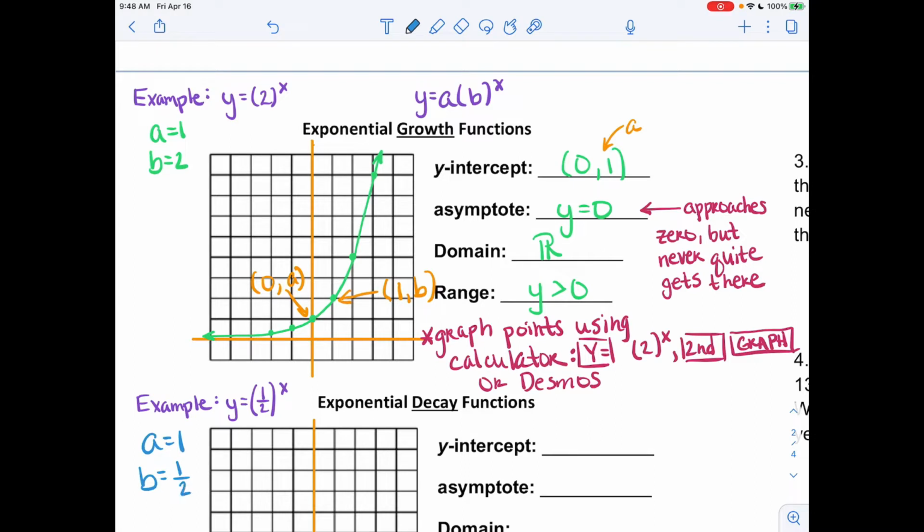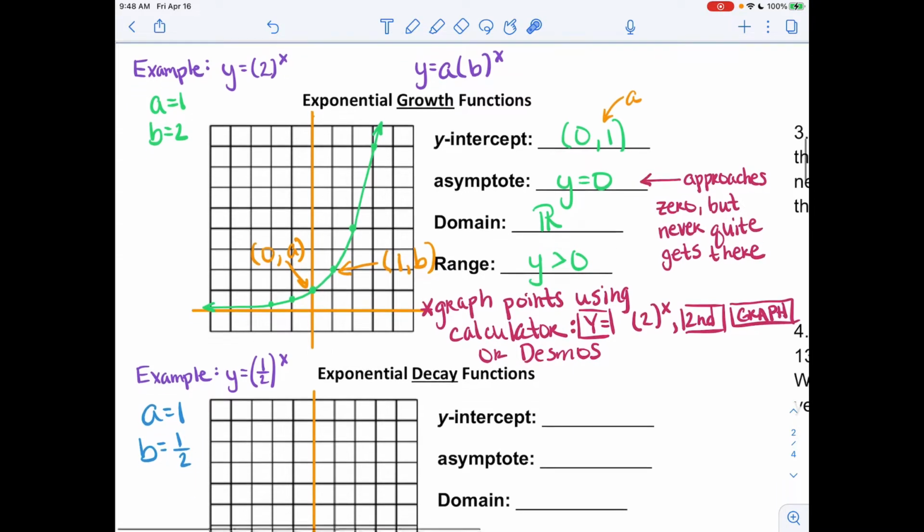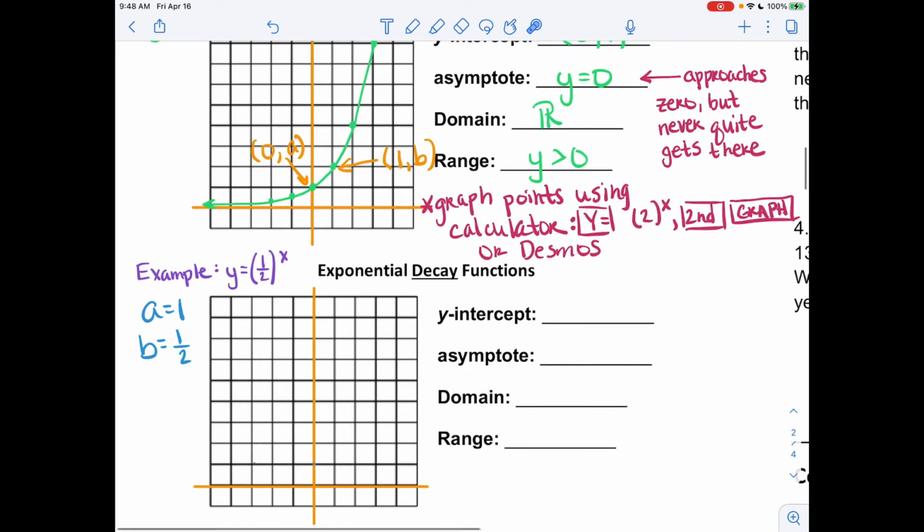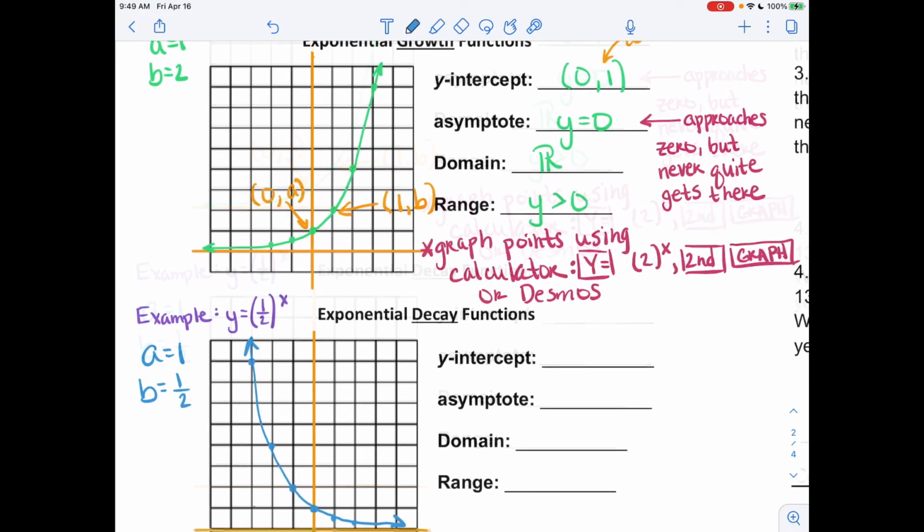So notice the relationship here. This was a 2 and this is the reciprocal of 2. So I want you to see what happens when we have that situation. This is going to be a decay function instead of a growth function because b is between 0 and 1. So here's what I'd like for you to do. I want you to go to Desmos, grab some points like we did on the first example, come back here and plot them, and then come back to me and let's talk about our attributes.